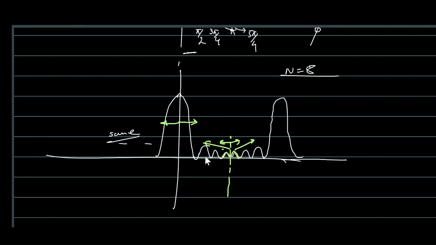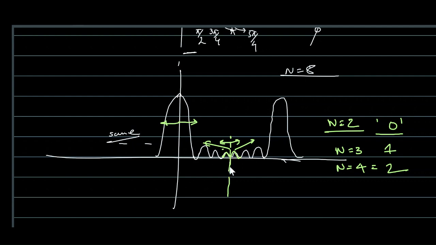Now why does this happen? As I told earlier, for n equal to 2 there will be 0 secondary maxima. We do not observe any secondary maxima. For n equal to 3 there will be 1 secondary maximum. For 4 there will be 2 secondary maxima, and so on and so on.